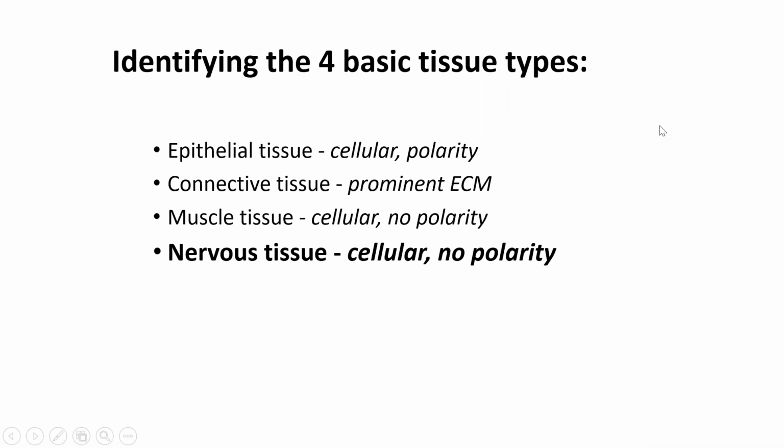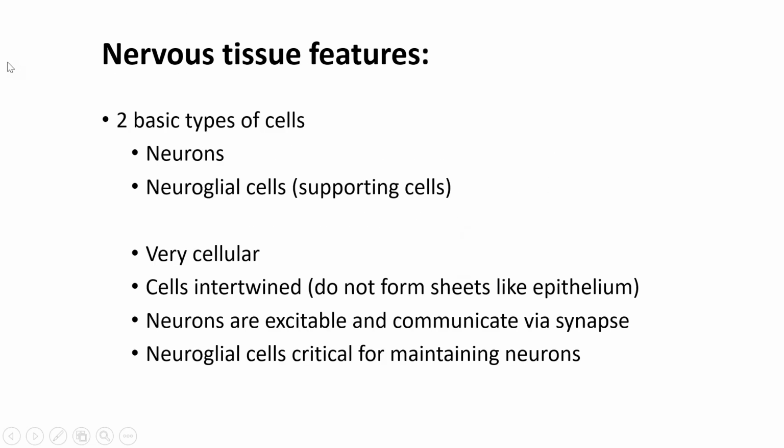So now we move back to the last tissue type, and that's nervous tissue. I threw in nervous tissue just for completeness, but we want to say that it's very cellular, but it doesn't have polarity. So let's take a look. The two basic types of cells are neurons and the neuroglial cells, or the supporting cells. This tissue is very cellular, but unlike epithelium, the cells don't form sheets, they're all intertwined.